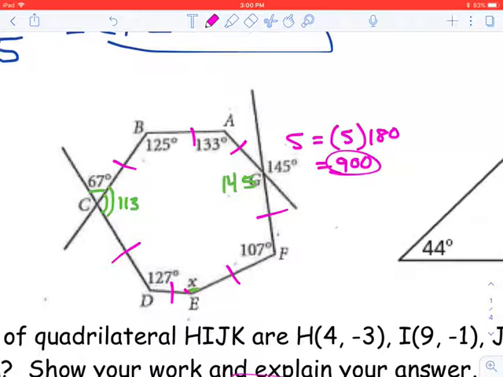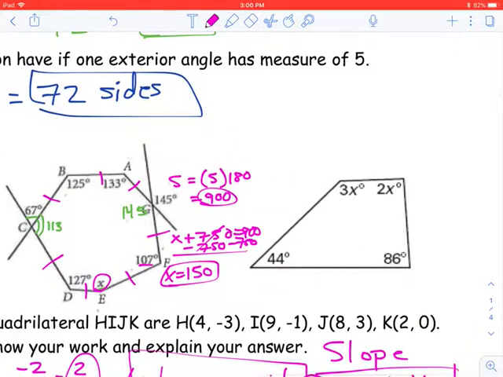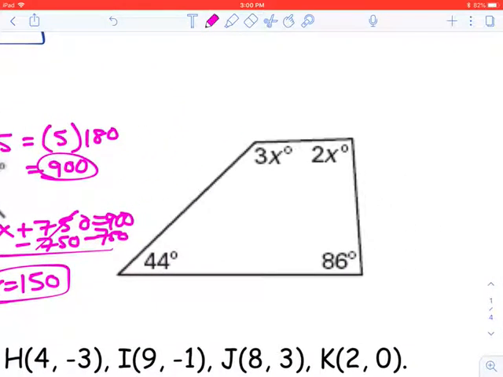So let's add them up, plus x. So x plus what? That's going to be, starting with here, 107 plus 145 plus 133 plus 125 plus 113 plus 127. And that's 750, equals 900. So subtract 750, and I end up with x equals 150. And there it is. All right, and then the last one, this is a four-sided figure.